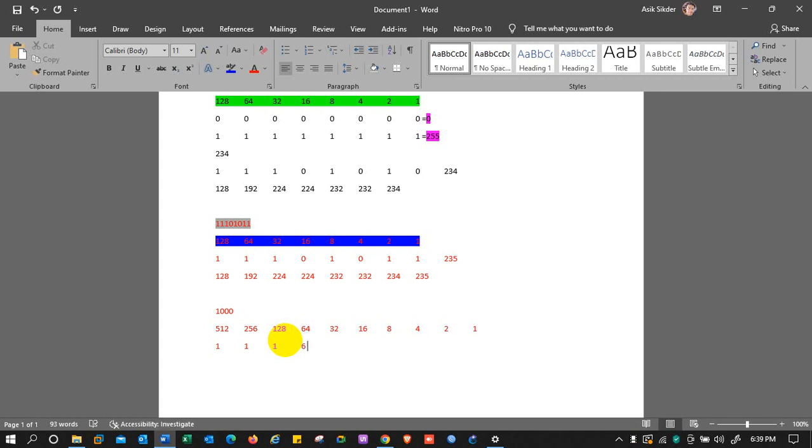Now it is our time to add 64, so we have to put 1 here. After adding 64, we have got 960. And to reach 1,000, now we need 32. Because after adding 32, we will get 992. If we add 16 with 992, then it will be over thousands. So here we have to put 0. Now we just need number 8, because we have reached 992, so we put 1 here, and then all will be 0 because we have reached the required number.